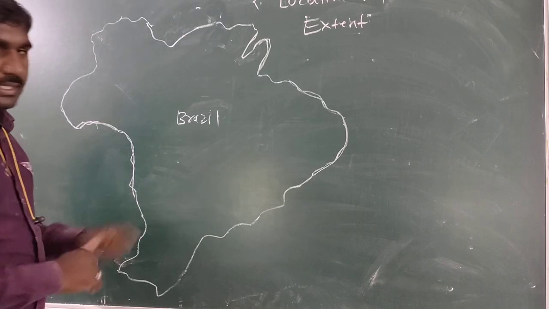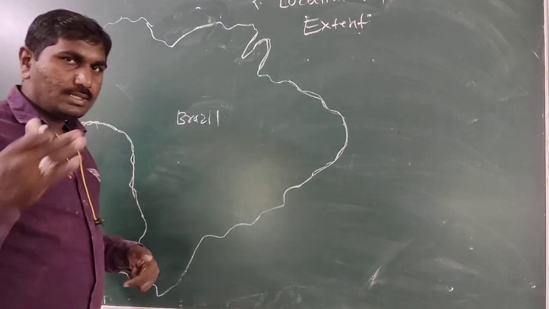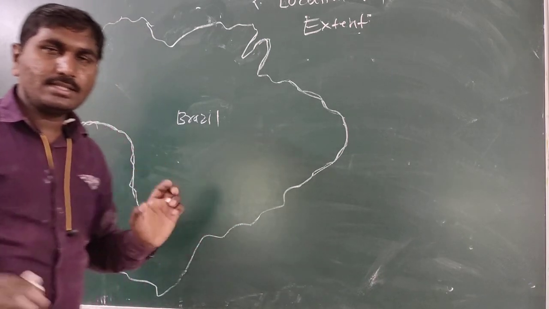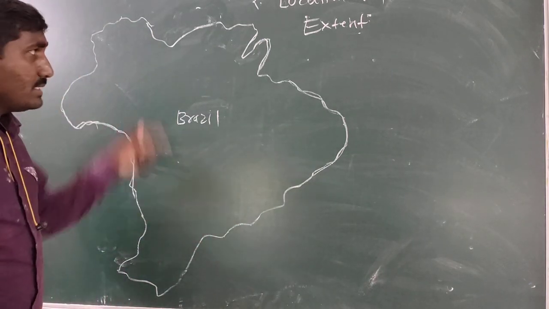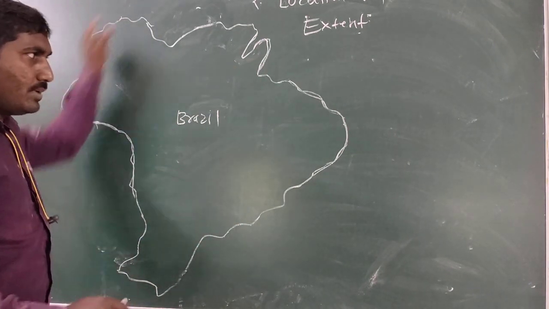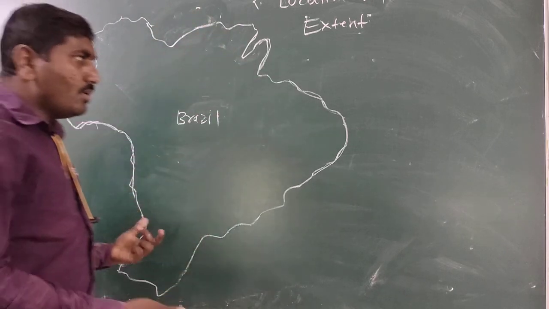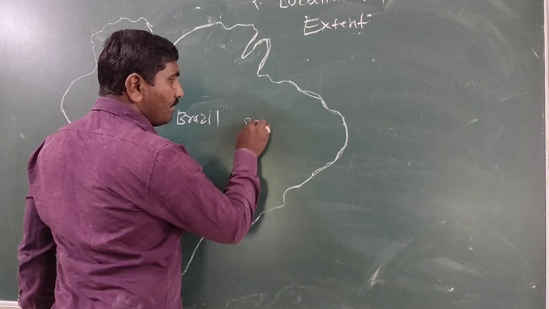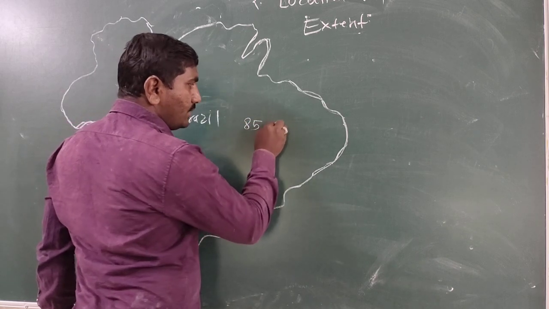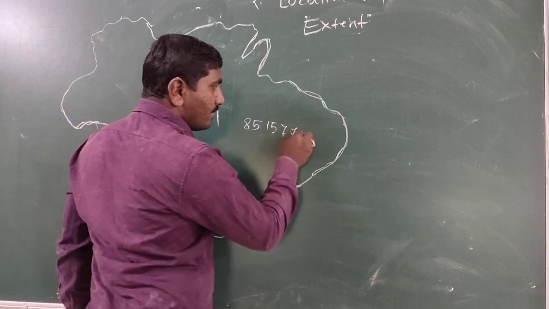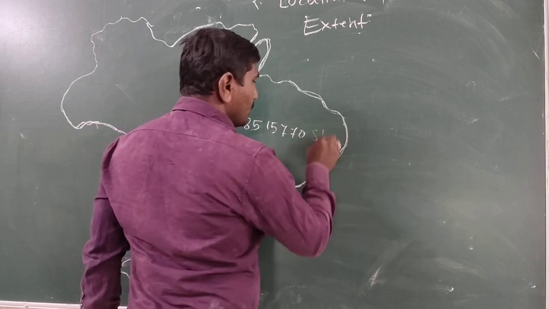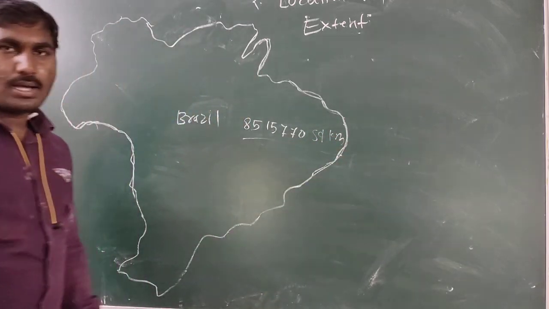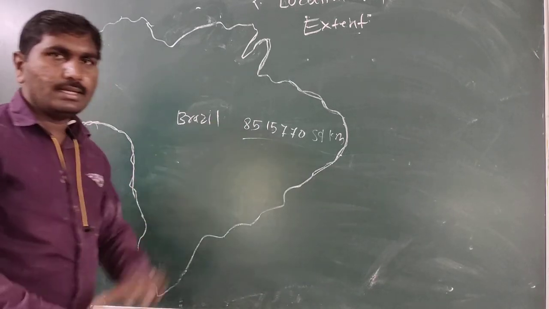First of all, we will see its area. We have seen India's area, that was 32,87,263 square kilometer. But Brazil's area is more than India, and that area is 85,15,770 square kilometer. This is the area of Brazil, and it is more than India.